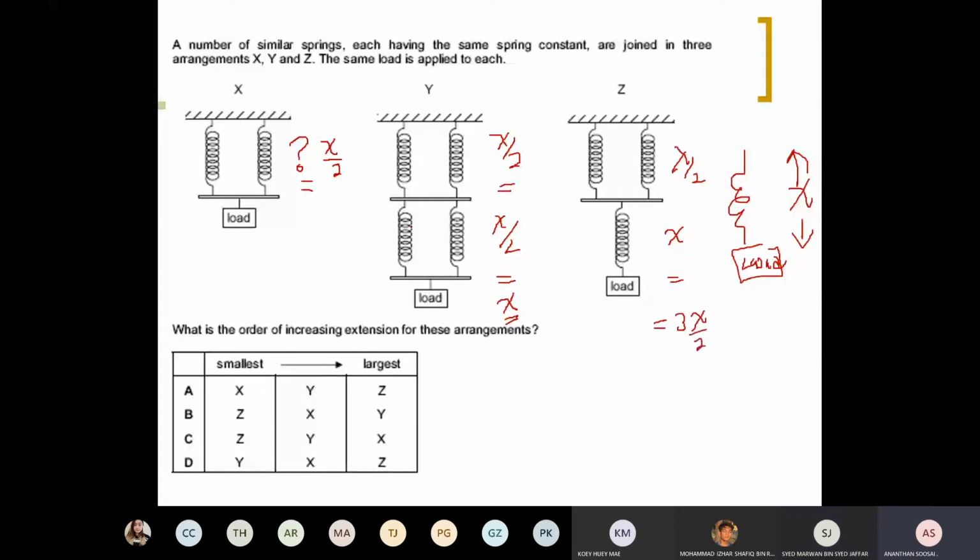So which is the smallest to largest? Of course, x, y, z. So the answer is going to be the extension. Okay, so this is how you calculate the extension.